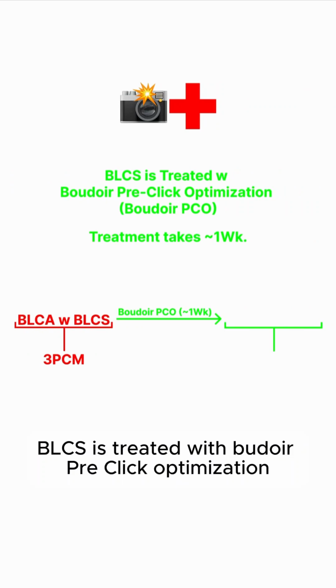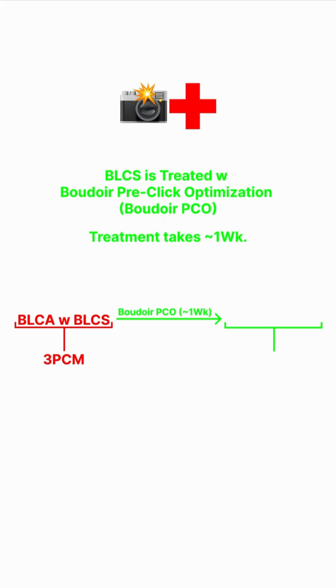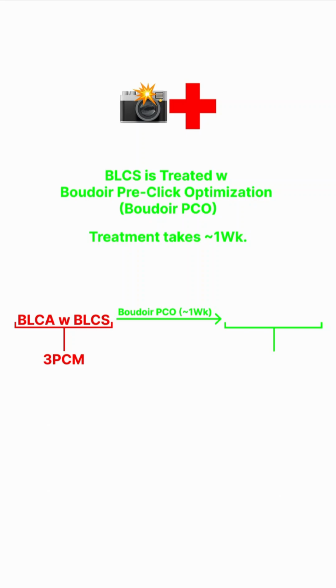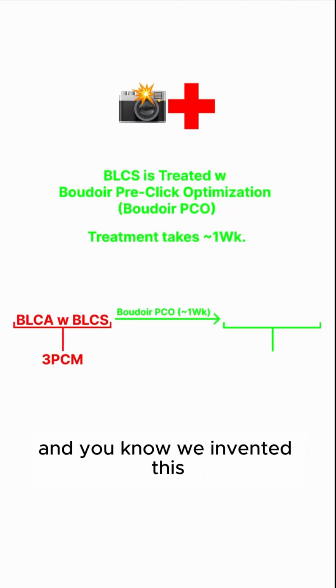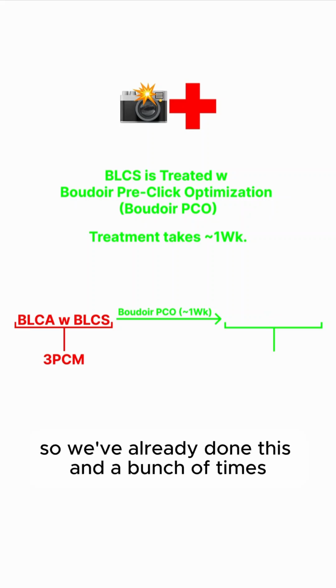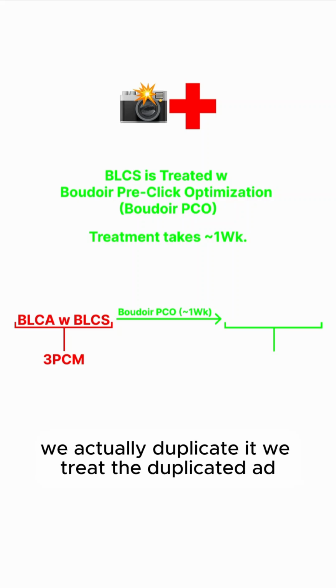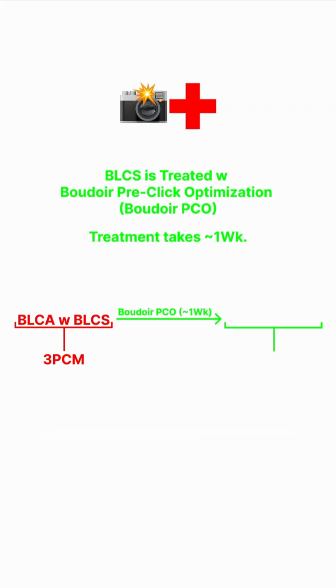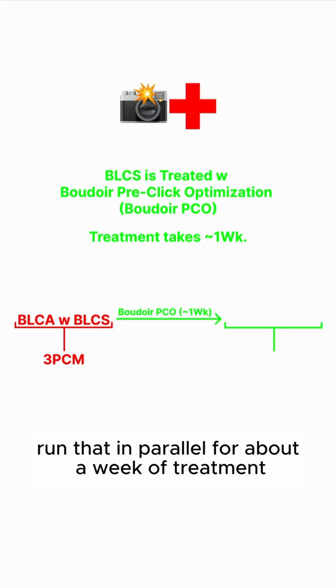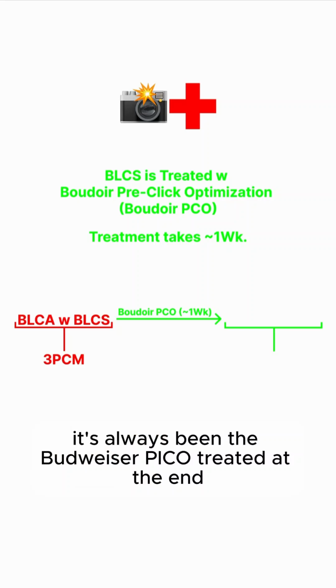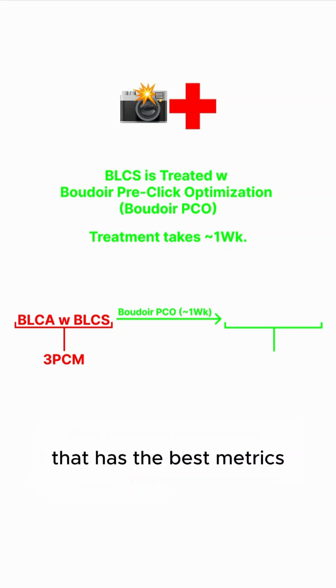Pretty easy. BLCS is treated with Boudoir pre-click optimization, aka Boudoir PCO, and treatment takes about a week. And we invented this, so we've already done this a bunch of times. Basically, we leave the original Boudoir Facebook ad. We actually duplicate it, and we treat the duplicated ad. So we leave the original as it is, treat the duplicated ad, run them in parallel for about a week of treatment, and then we keep whichever one has the best metrics at the end. It's always been the Boudoir PCO treated ad at the end that has the best metrics.